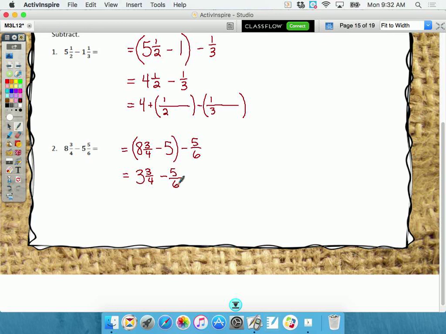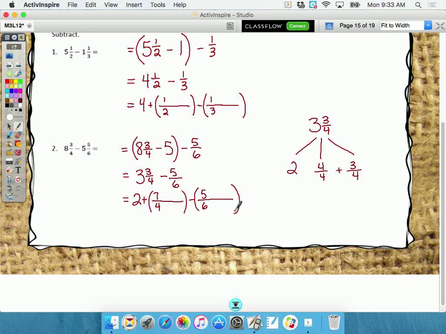Okay, so to do this, we've got to borrow 1 from the 3, the whole number. So over here, if I borrow 1 from the 3, what do I have left? 2. Okay, the one I borrowed, let's make 1 whole, 4/4 plus 3/4. Now, what is 4 plus 3? 4 plus 3 is 7. Okay, so we have 7/4 minus 5/6. Now, I think you can finish it from here, don't you?